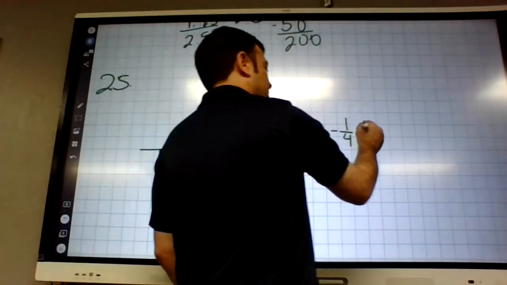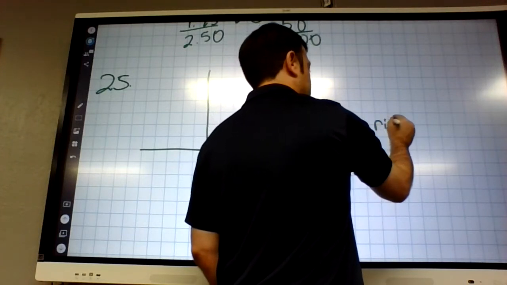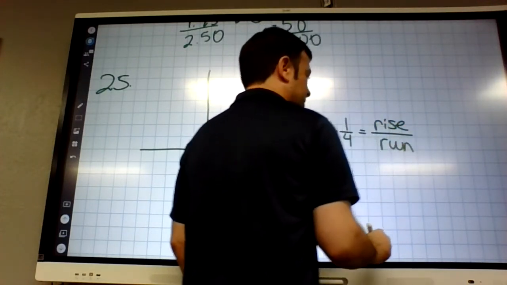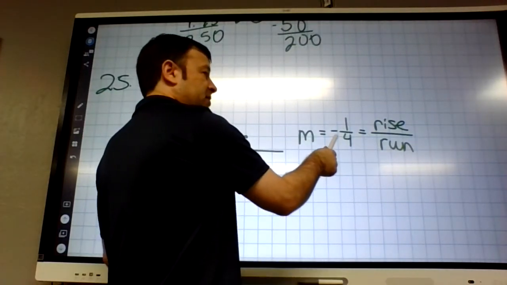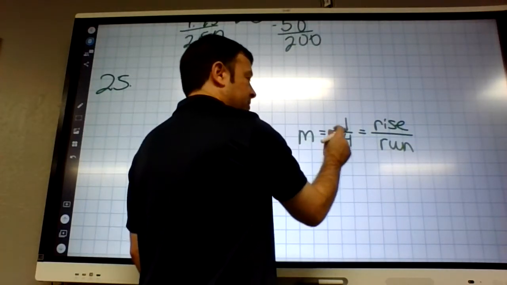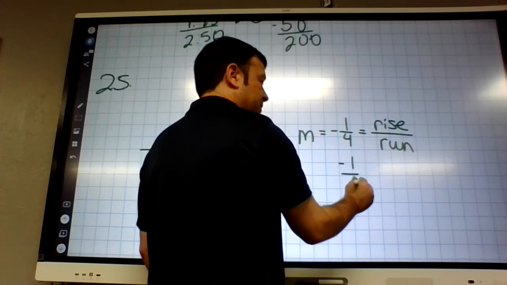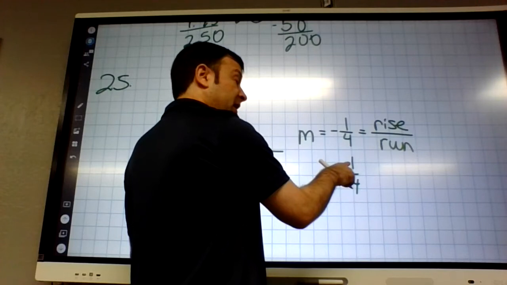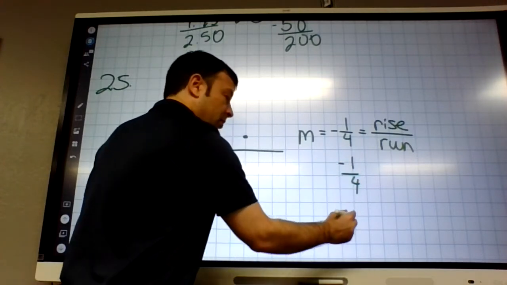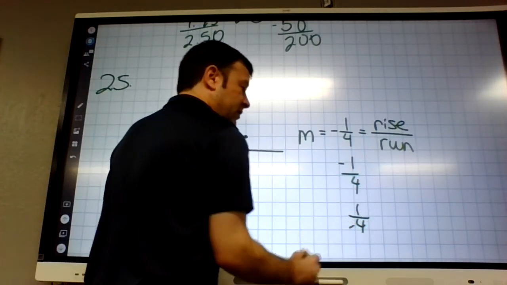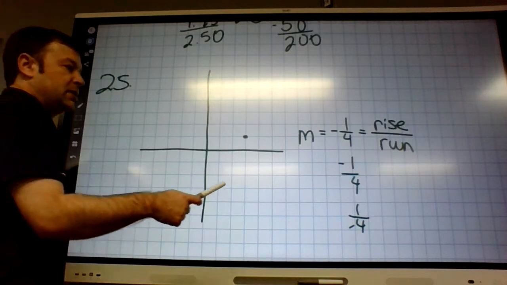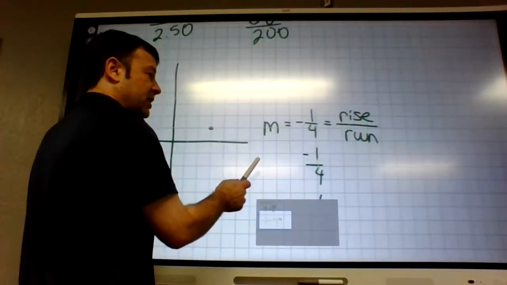Okay, remember that slope is equal to rise over run. So what that is telling me, and also remember earlier I said you can put the negative on top or bottom. You can think of the rise as negative 1 and the run as 4. Or you could put the negative on the bottom and think of the rise as positive 1 and the run as negative 4.